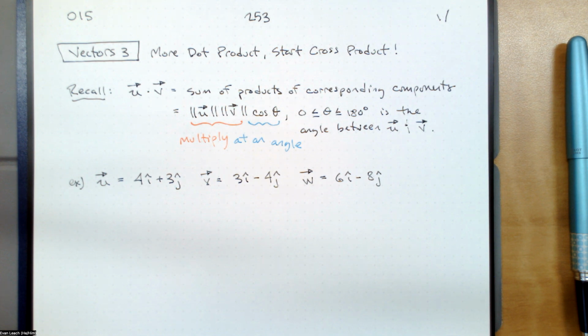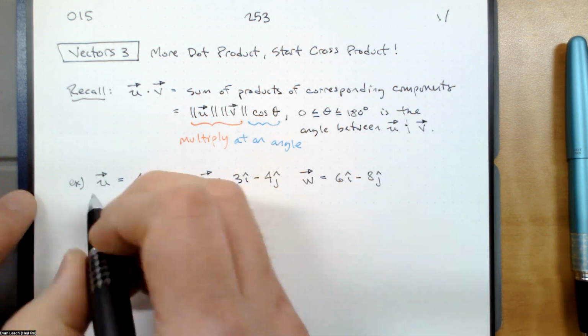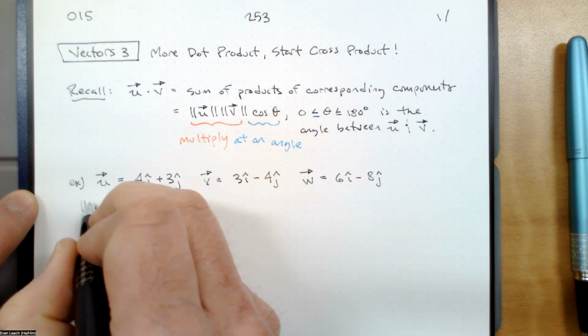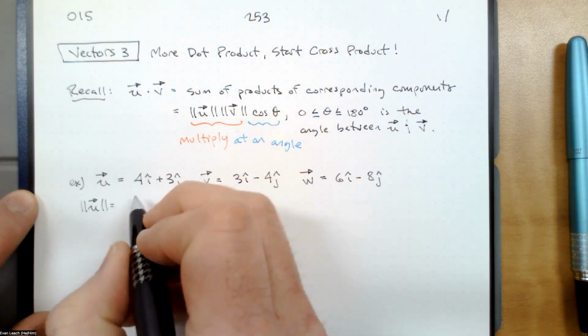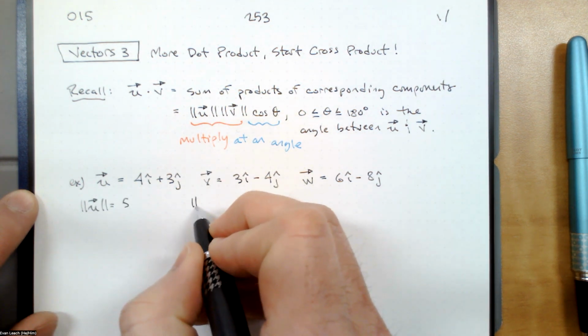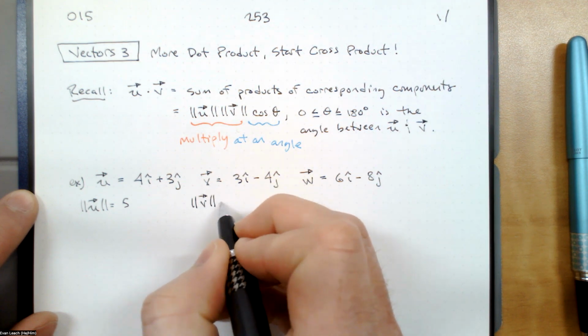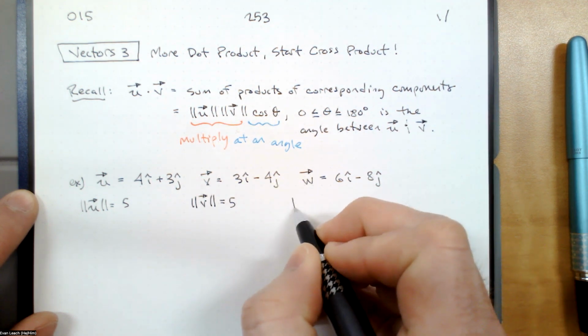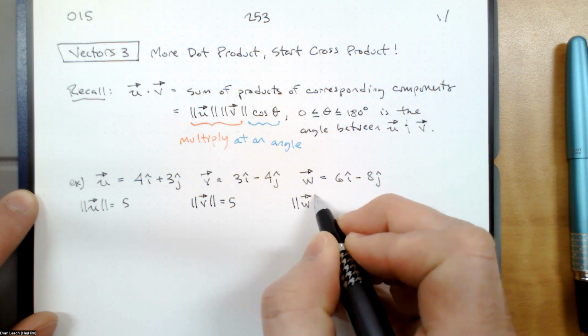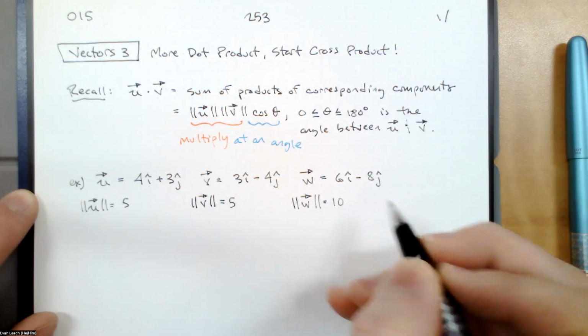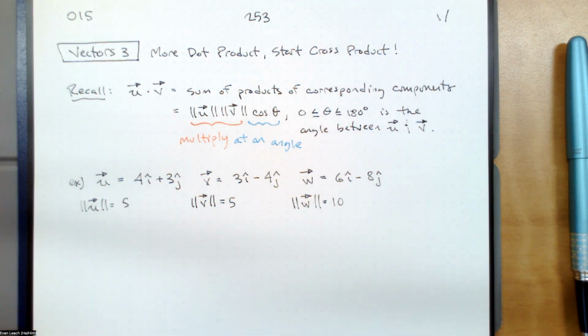I picked these because the magnitudes were easy to pull, right? So the magnitude of u is equal to 5. The magnitude of v is also equal to 5. And the magnitude of w is equal to 10, because I'm using the same triangle. It's a larger version of it.